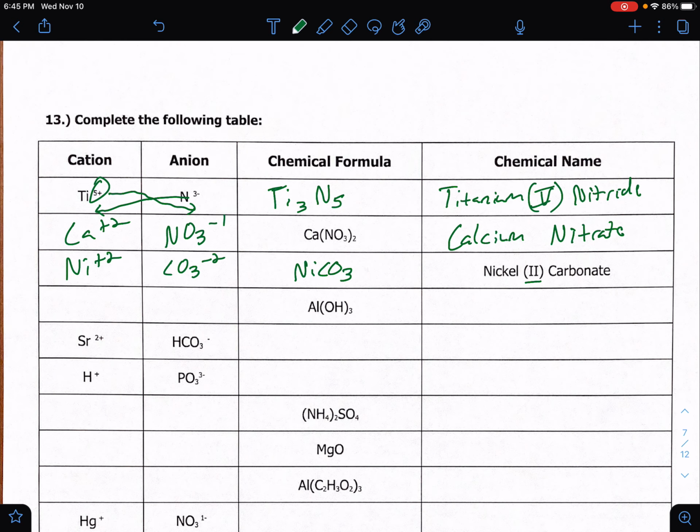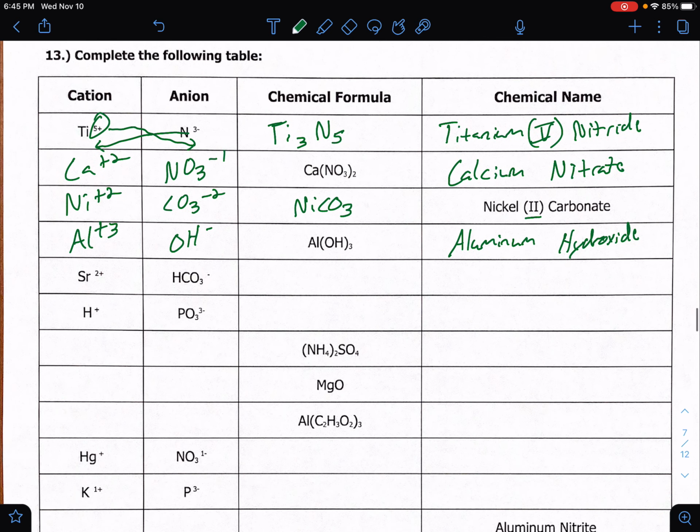Okay, the next one, I have Al(OH)3. If you look up aluminum on the periodic table, it is Al with a +3 charge always. And OH is hydroxide. That is OH with a -1. Now I'm going to write out my name, aluminum. Now, aluminum is in my transition metal group, but remember, it's one of those 3 that is always the same, so it does not need a Roman numeral. So this is simply aluminum hydroxide.